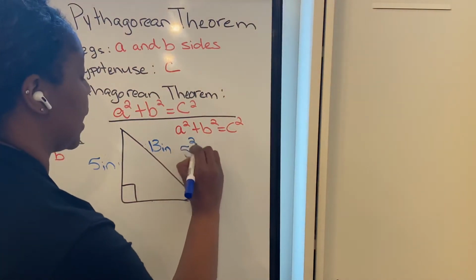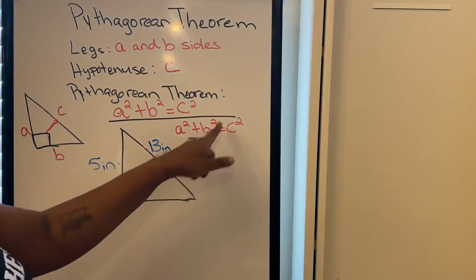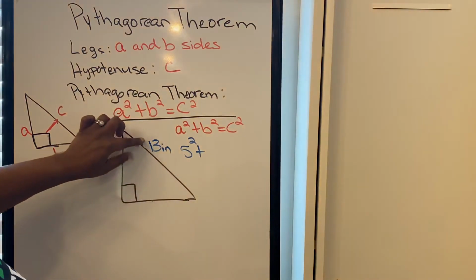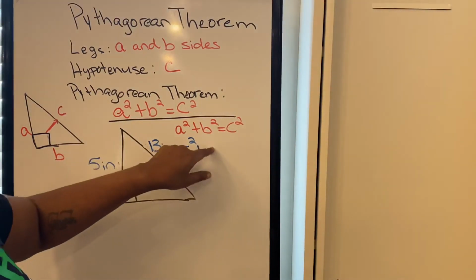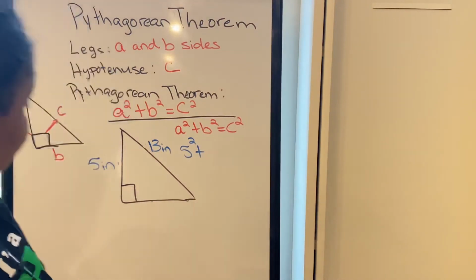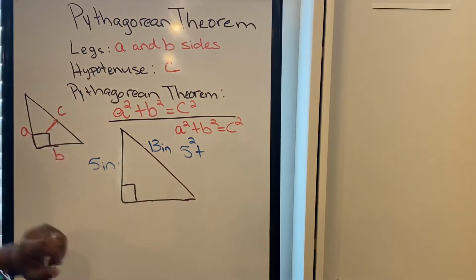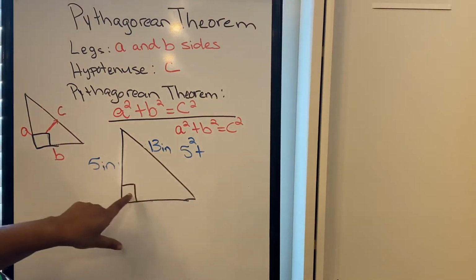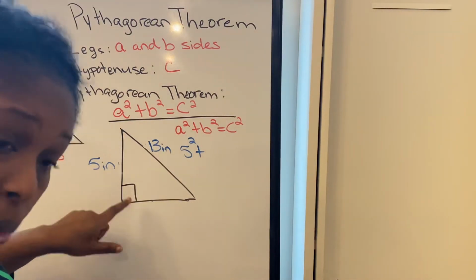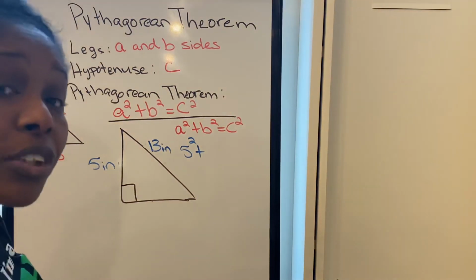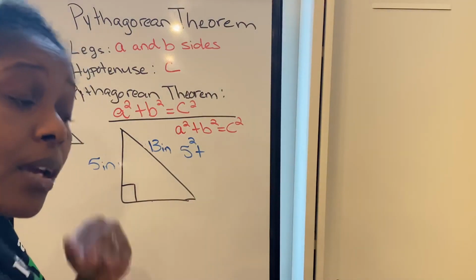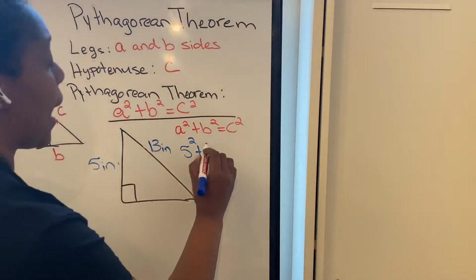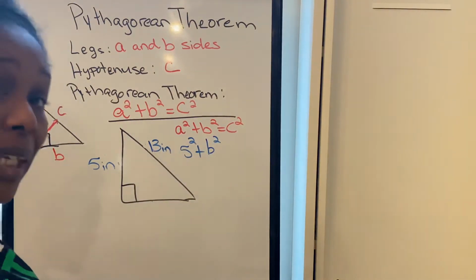We can put 5 to the second power plus B to the second power. What I have seen constantly is students putting this 13 here with B. Now, based on my initial diagram, is B right here across from our 90-degree angle? No. What is across from my 90-degree angle all the time? My hypotenuse, my C, okay? So I do not know what B is.